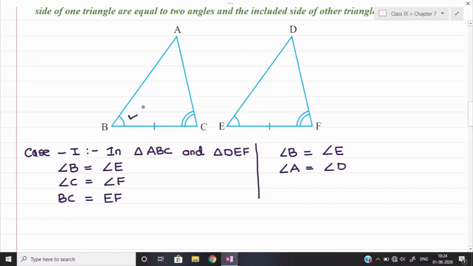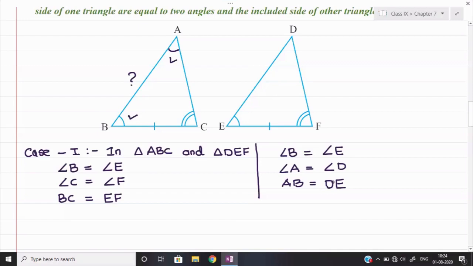This is my angle B and this is my angle A. So observe, this side is coming between angle B and angle A. So we can say that AB will be one of the sides here, and which side is coming between angle D and angle E? That will be DE. So AB and DE should be equal to us.